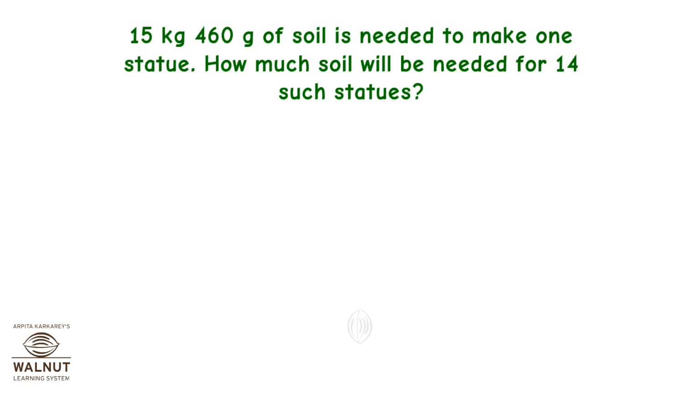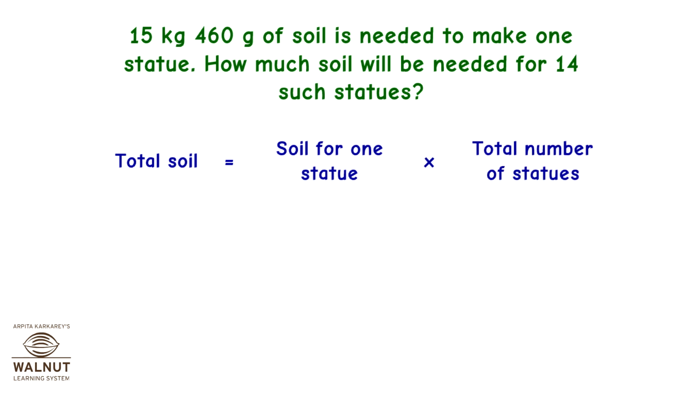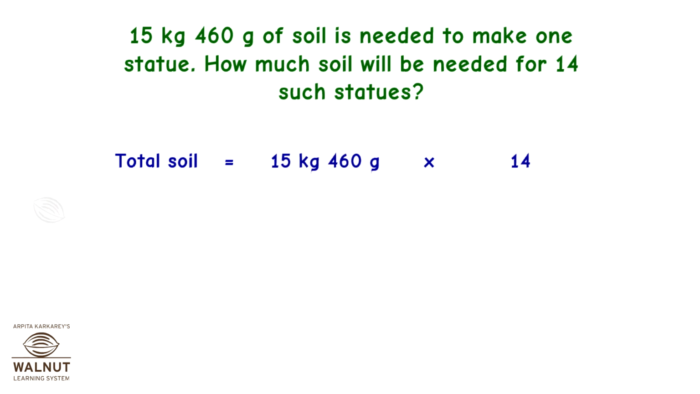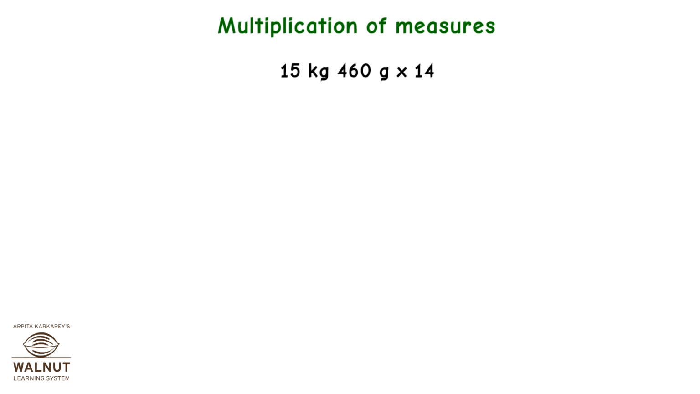We know the soil for one statue and we have to find the soil for many statues. This is obviously a multiplication problem. So, the total soil needed is the soil for one statue multiplied by the number of statues. The soil for one statue is 15 kg and 460 grams. There are 14 statues. We now have to multiply. This is what we already know how to do. We write the units. Below that we write the measures. Then we get ready to multiply.